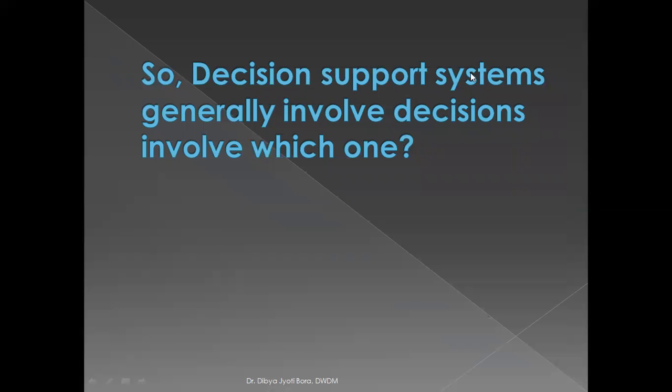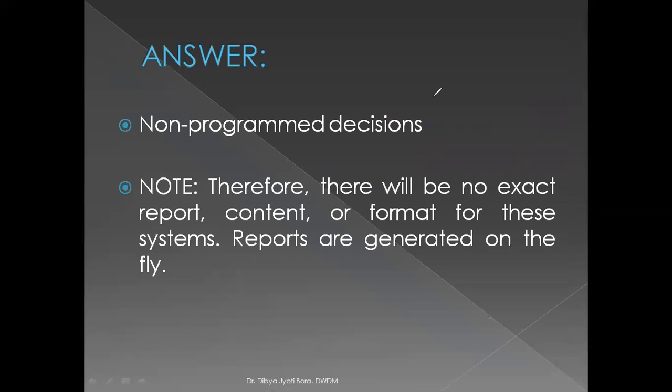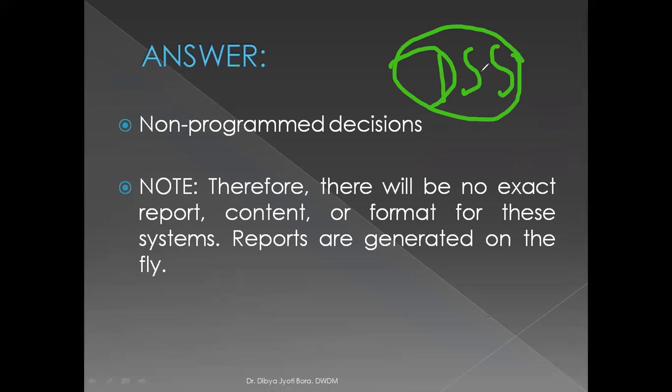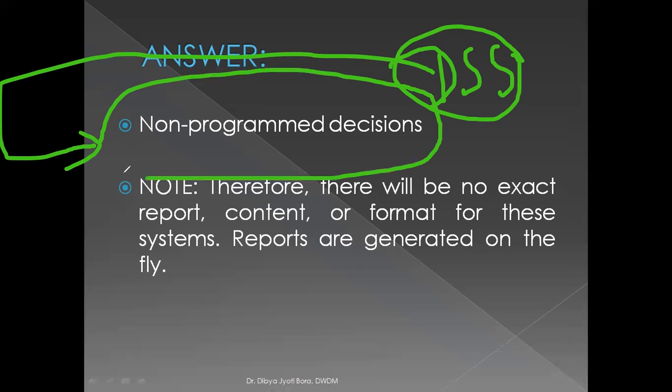So decision support systems generally involve decisions of which one? It is a very important question. This question is very important. DSS, we have already discussed. Decision support system is a kind of automating the decision-making process where no human interference is needed. Means human is not making the decision; some machines, some programs are making the decision. So DSS is actually for non-program decision. Non-program decision means top managerial level. Top managerial level means complexity is involved in such type of problem, right? Therefore, there will be no exact report, content, or format for this. Then reports are generated on the fly.